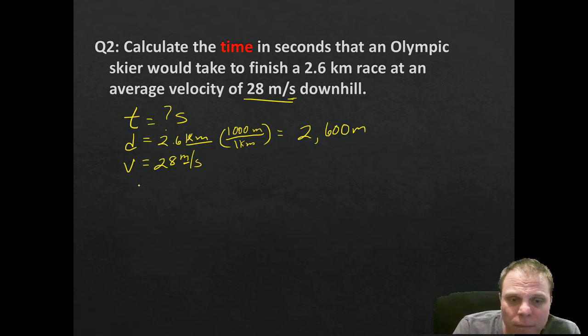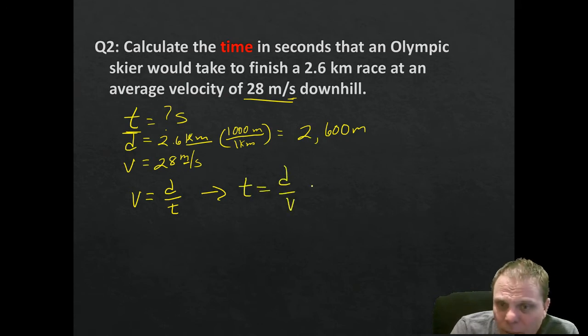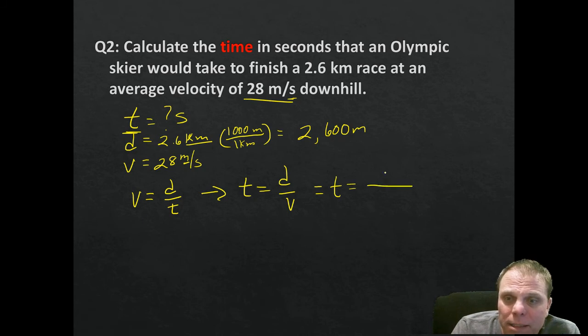What's our equation? Well, we know our basic equation is velocity equals distance divided by time. We memorized that, right? And so what would it look like if we reevaluated it and solved for t? Well, then it would be t is equal to distance divided by velocity. So let's plug it in. And so now we plug it in. We say, all right, well, t is equal to distance, 2,600 meters, divided by velocity, which is 28 meters per second.